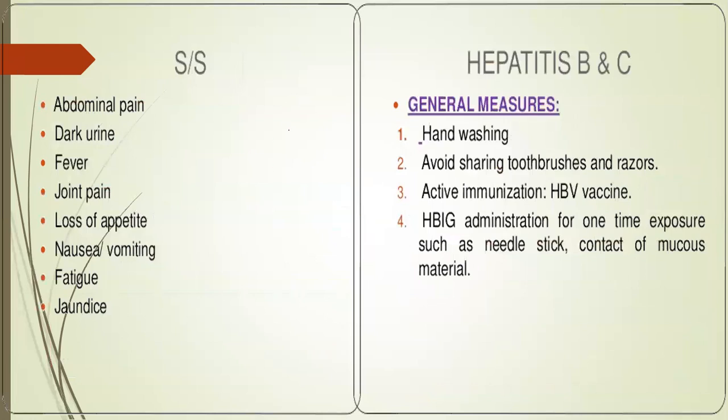There are some symptoms also, like dark urine due to more degradation of red blood cells, as well as nausea, vomiting, fatigue, and jaundice. All are almost similar to hepatitis A, but more severe. Hepatitis B and C both have the same measures, like washing hands and avoiding shared toothbrushes and razors.